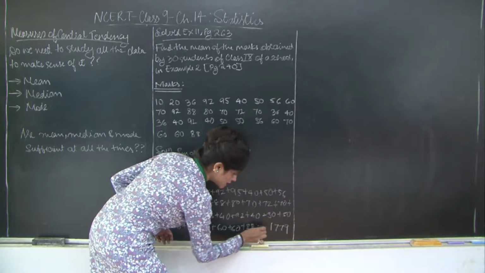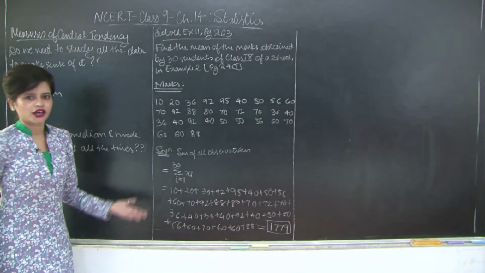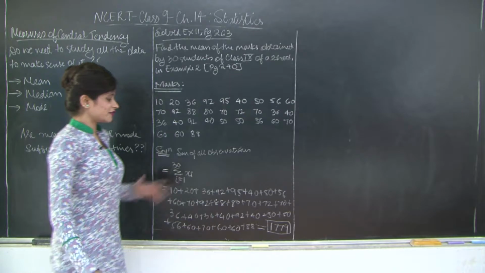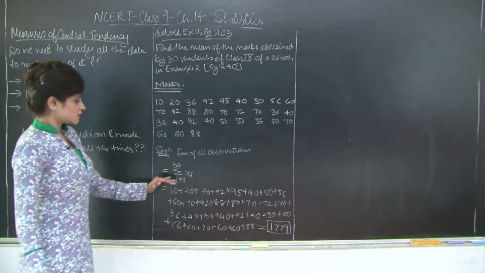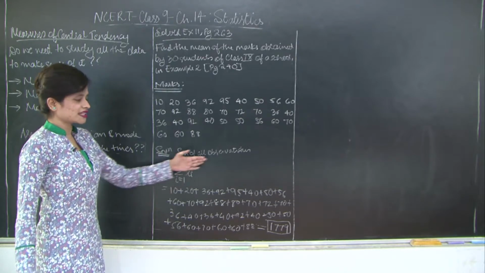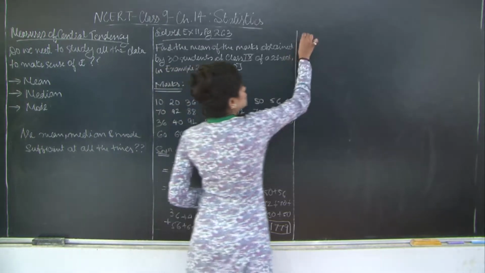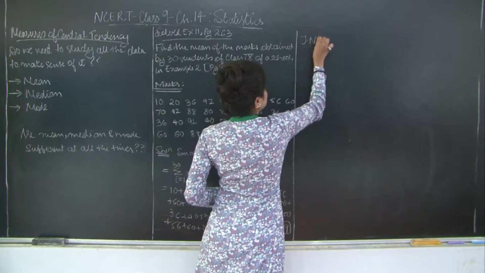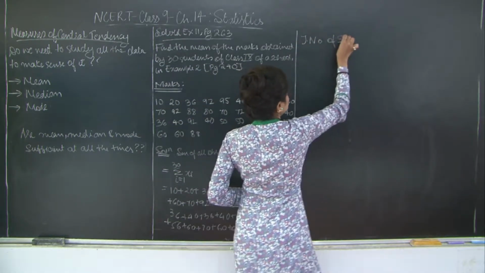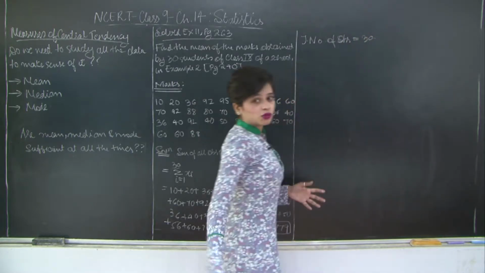I'm not really calculating it for you now on the board because this is simple addition. I think you're smart enough to do this by yourself. So anyway, we got summation i equal to 1 up to 30 xi, which is the sum of all the observations. And how many observations do we have? Total number of observations, I'm just writing T number of observations, is equal to 30.